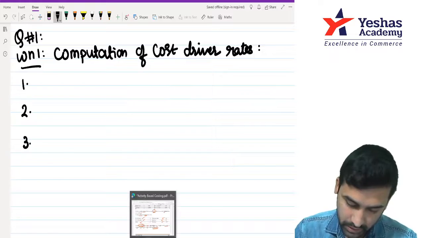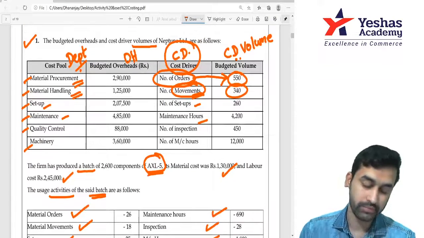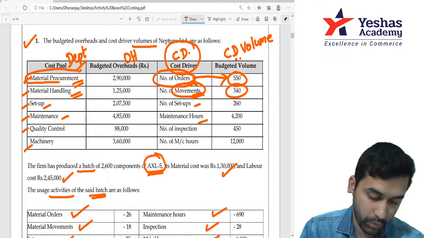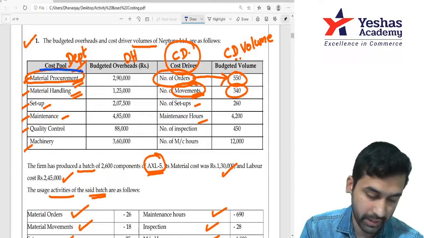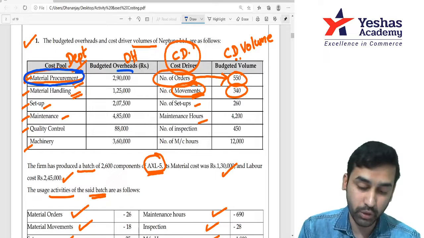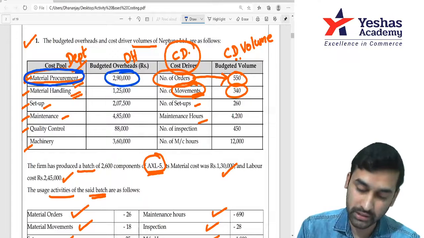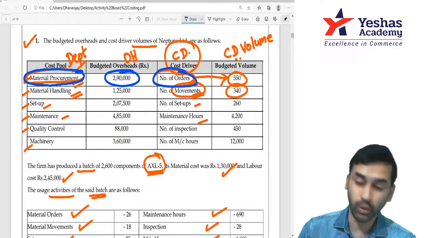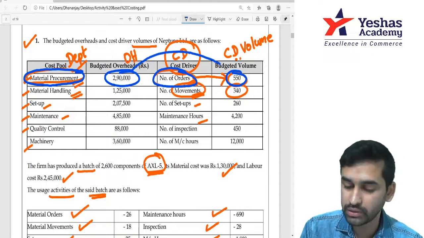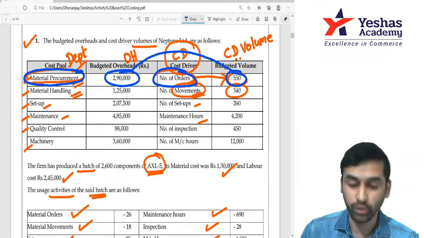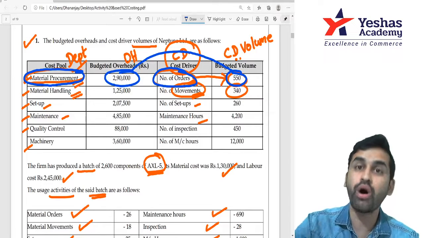Which is the first cost? Sir, material procurement. Correct. I'm circling in blue. Please focus on the question sheet. Material procurement. And how much is the overhead? 2,90,000. And who is driving this cost? Sir, number of orders. Okay. How many orders? 550. That means if you do 2,90,000 by 550, you will get to know how much is the material procurement cost per order.